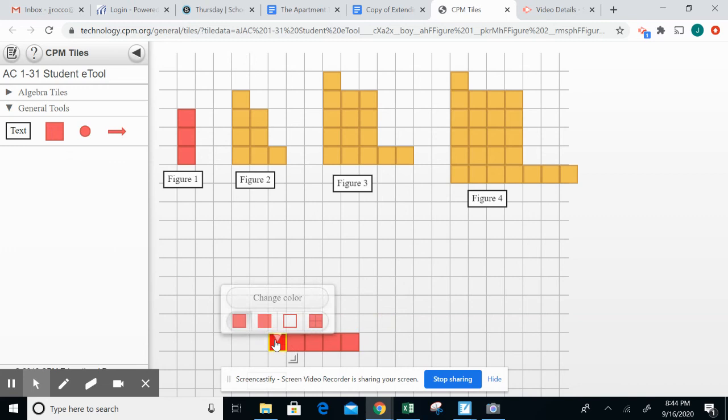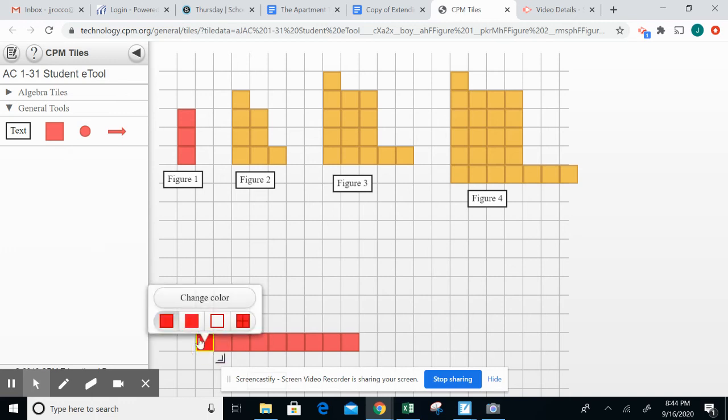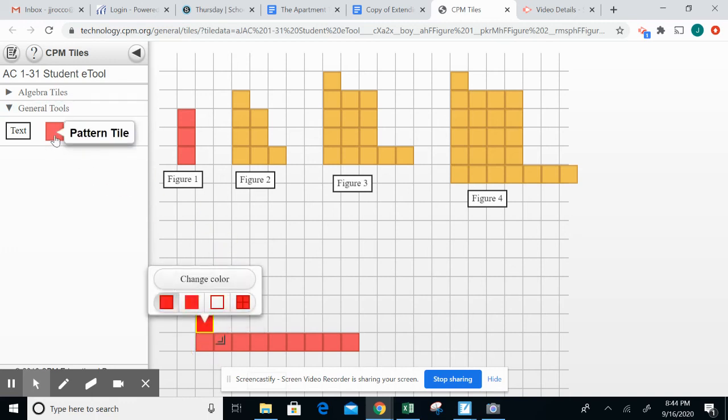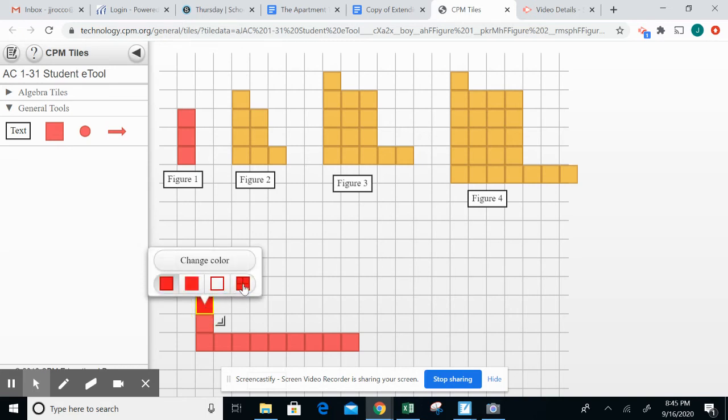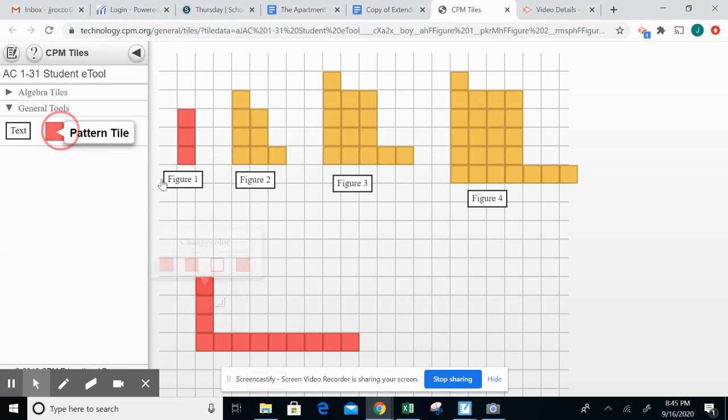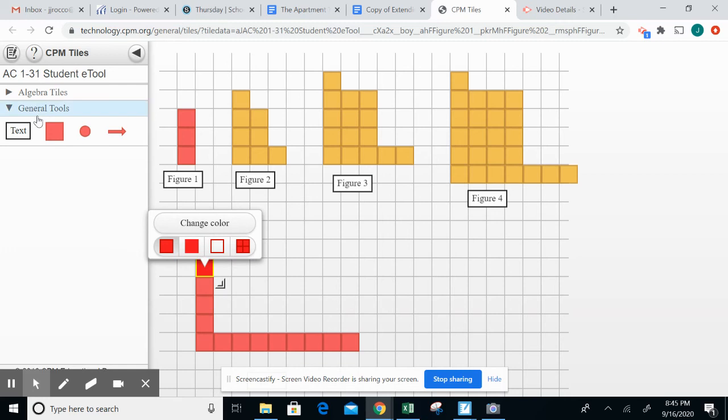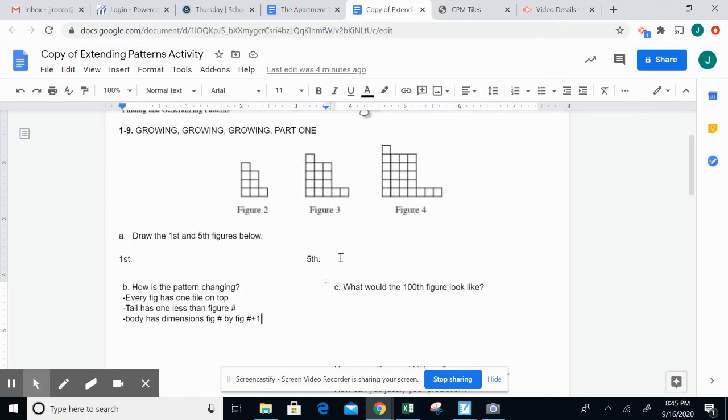So 1, I'm not going to draw all this out, but 2, 3, 4, 5, and then it'll be 6 going up. 1, 2, 3, 4. I think that would be 6 right there because 5 plus 1. And then obviously you'd complete everything out here. You make that rectangle, and then the 1 on top. All right, so figure 1 and figure 5 would be done.